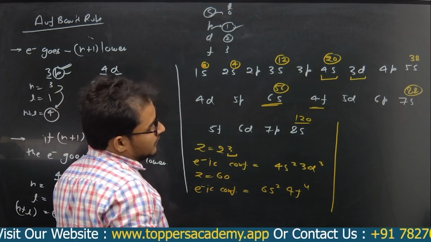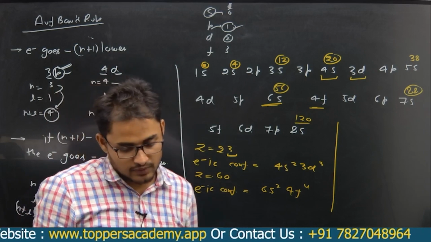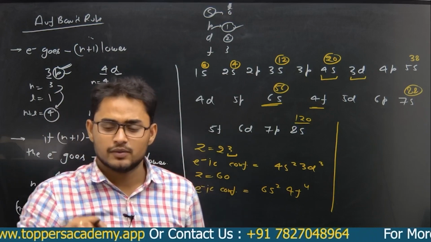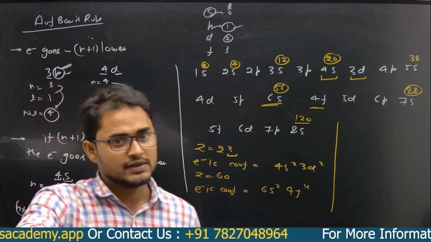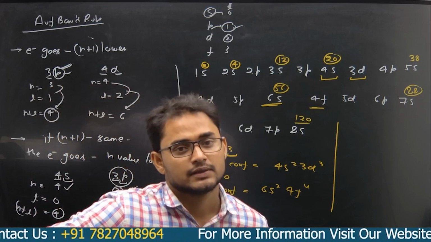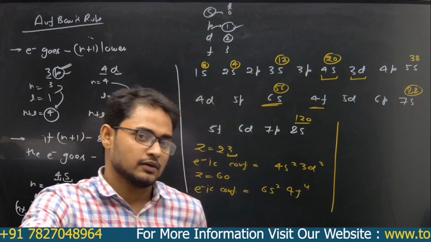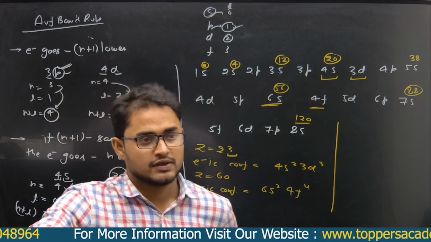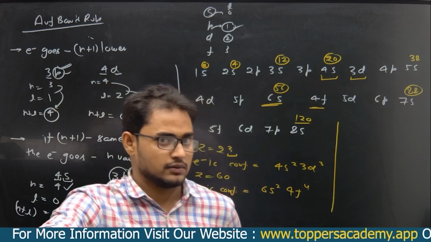So half filled p, d, f subcells will be stable. That means there may be maximum 6 electrons in p subcell. So p6 and p3 will be stable. d5 and d10 will be stable. f7 and f14 will be stable, right?